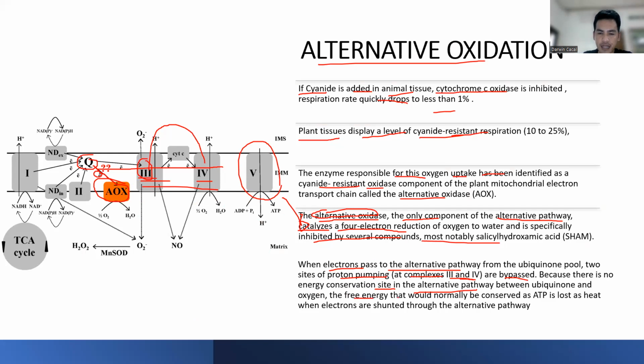So free energy that would normally be conserved as ATP is lost as heat. It says here, because there is no energy conservation site in the alternative pathway between the ubiquinone and oxygen. So the free energy that would normally be conserved as ATP is lost as heat when electrons are shunted through the alternative pathway. Okay? So AOX will not depend on the complexes, but rather it automatically releases the energy coming from the ubiquinone.